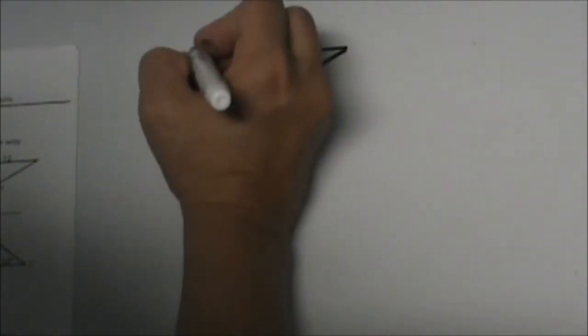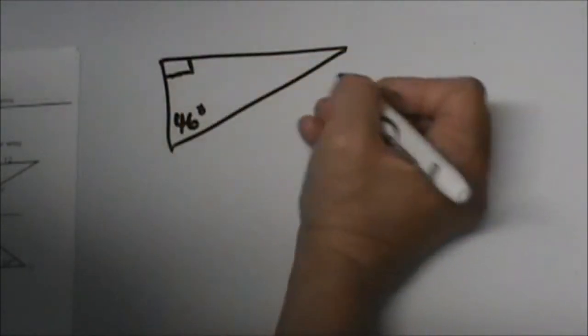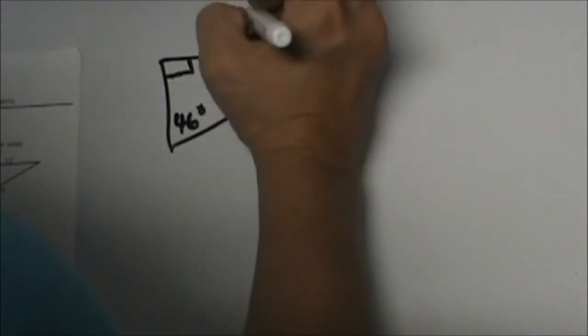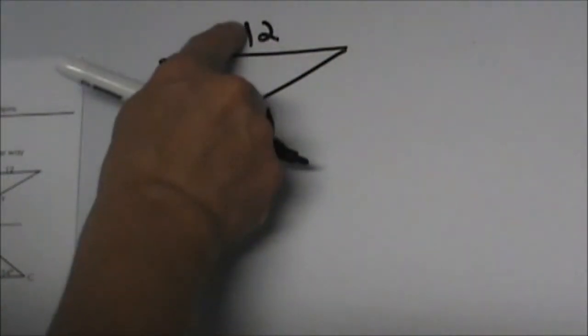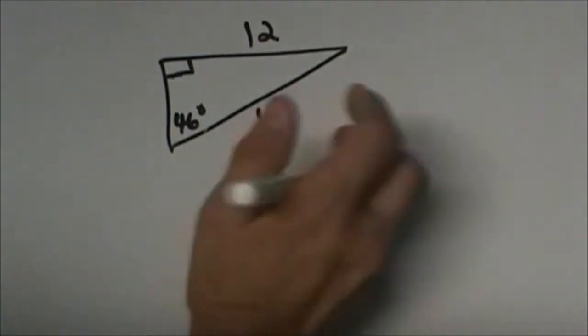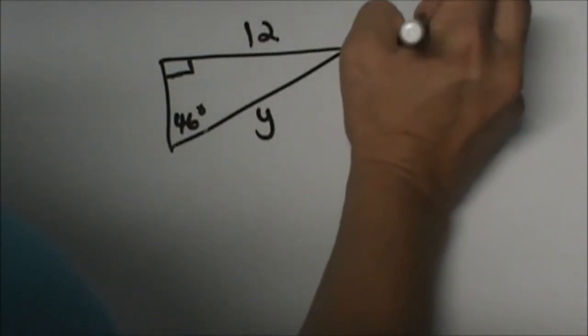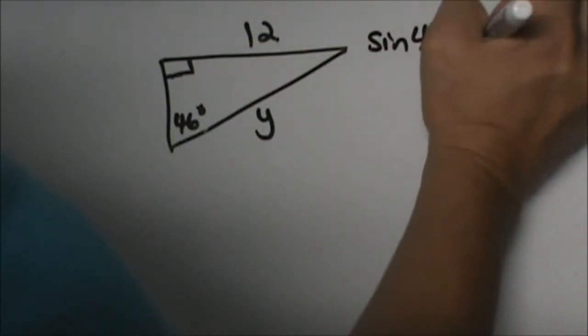Let's see what we know. Okay. From here, we have 46 degrees. We have y, and we have 12. And this obviously would be opposite over hypotenuse. So this one would be a sine problem. We would take the sine of 46 is equal to 12 over y.